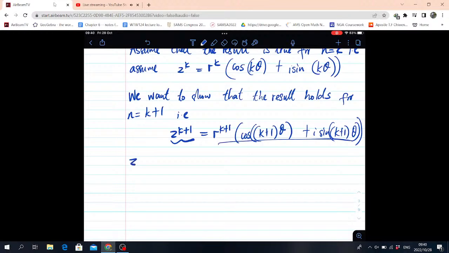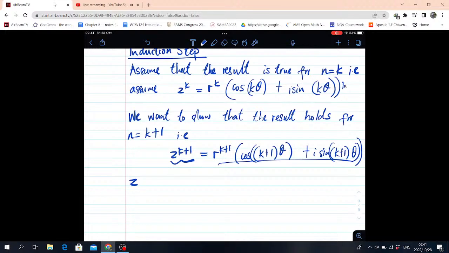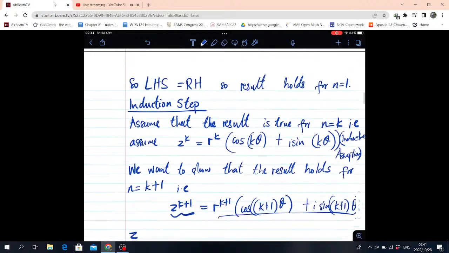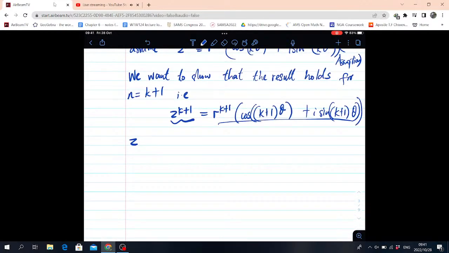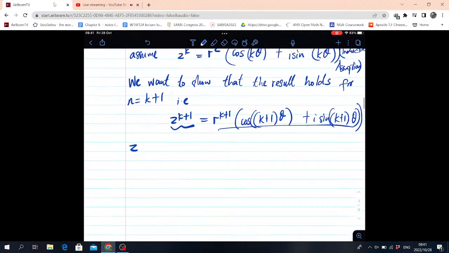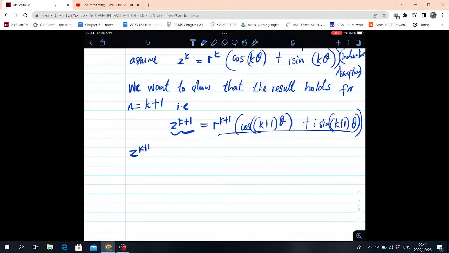So we want to use this inductive assumption. Let me just call it inductive assumption here. We are allowed to use it, and then we are allowed to use any other things that we already know about complex numbers, right? And even about cos and sine. So we start off with z to the k plus 1, and we know that this is going to be equal to z to the k times z, right? This is pretty standard.